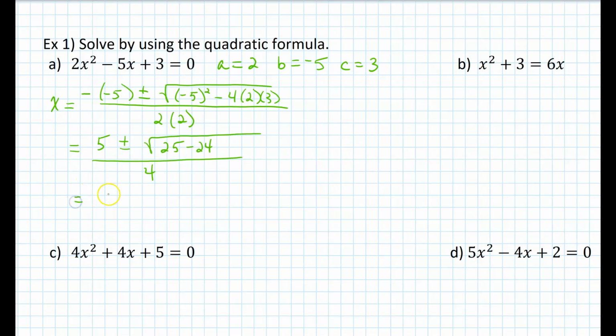All right, so continuing to simplify, I get 5 plus or minus the square root of 1, which is 1, over 4. And that means 5 plus 1 is 6 over 4, and 5 minus 1 is 4 over 4. And these two simplify, so we get x is equal to 3/2 and 1.